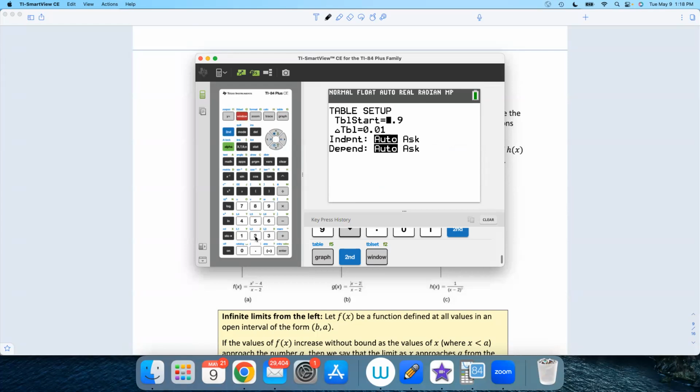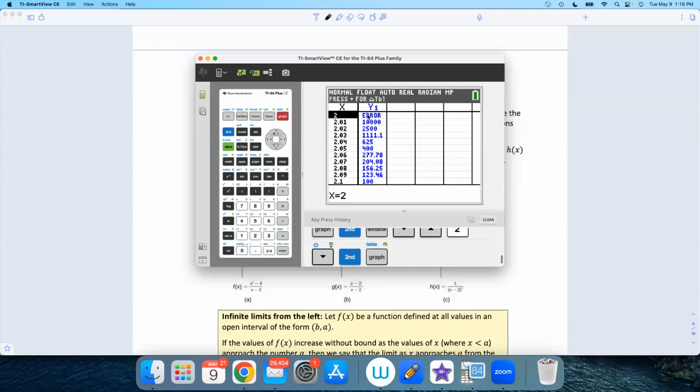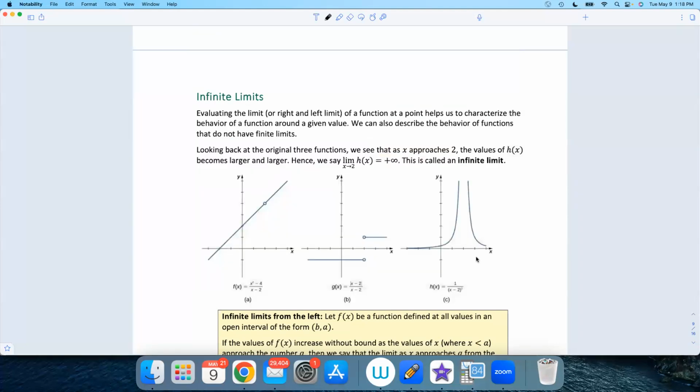So maybe if we start, maybe I could tell it start at 2, even though I know the function's not defined at 2. See, we get an error there, but as I'm coming in from above, going down toward 2, I can see my y values. Look at those numbers. They're getting bigger and bigger. So it appears both from the graph and from looking at the table that this function is approaching infinity from both sides.